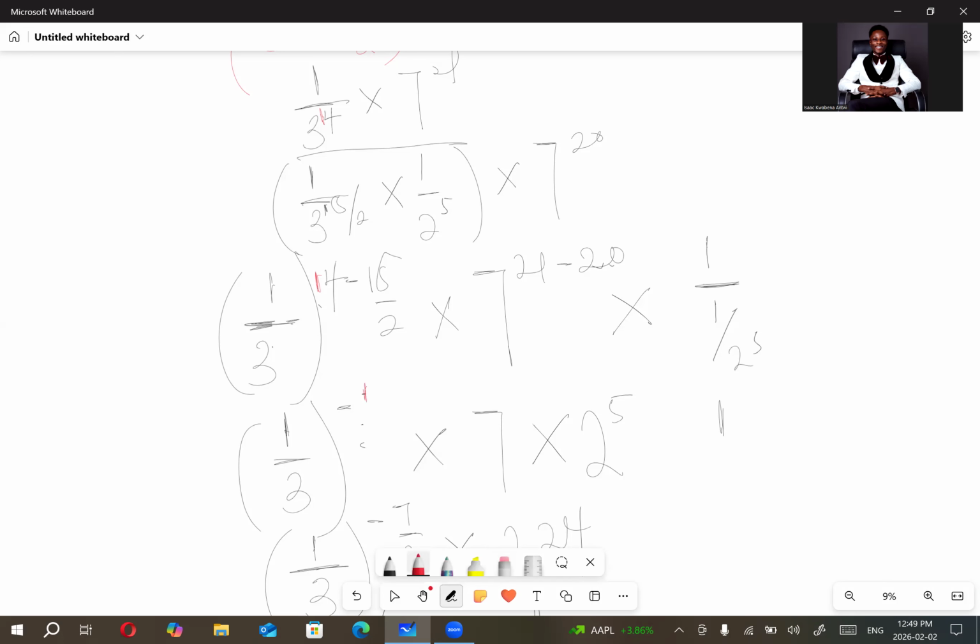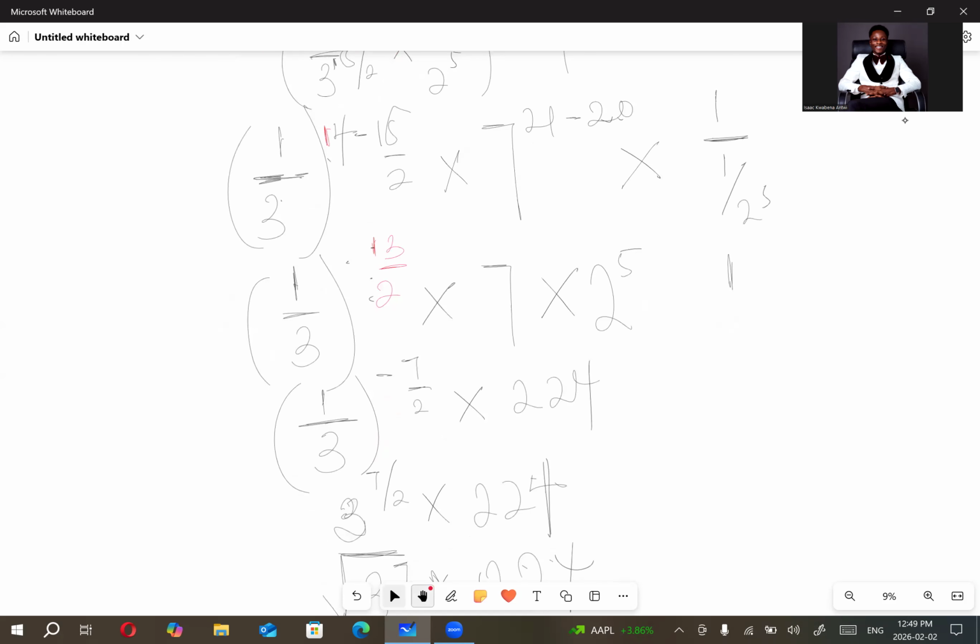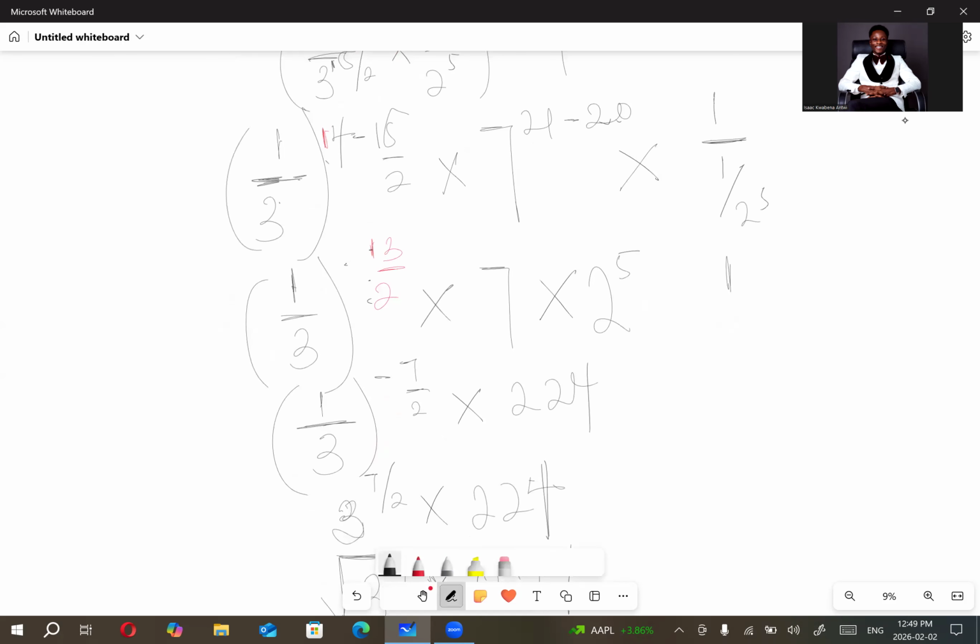All right. It's not even minus, it's positive here. It's 13 over 2 times 7, times 2 exponent 5. Yeah, that's true. This side will be 13 over 2, right? Times, that side is correct, 224.